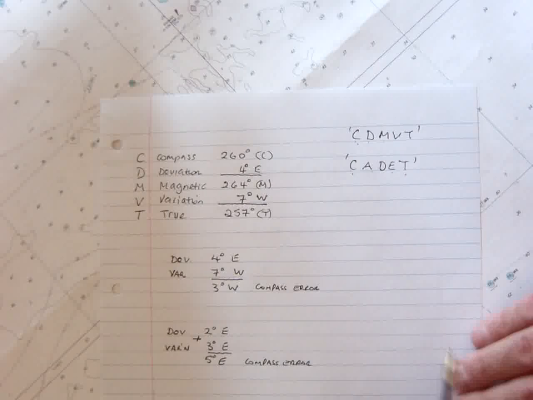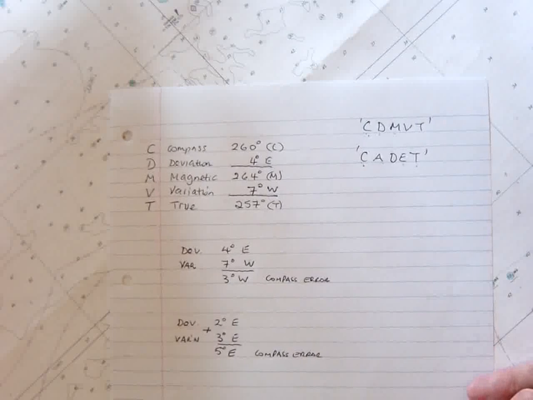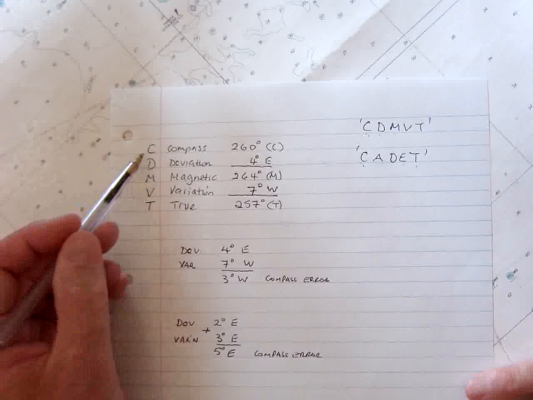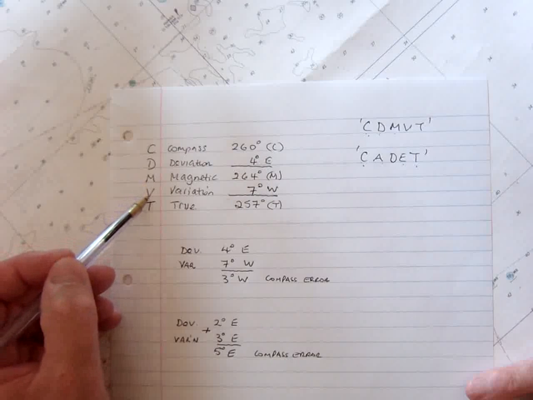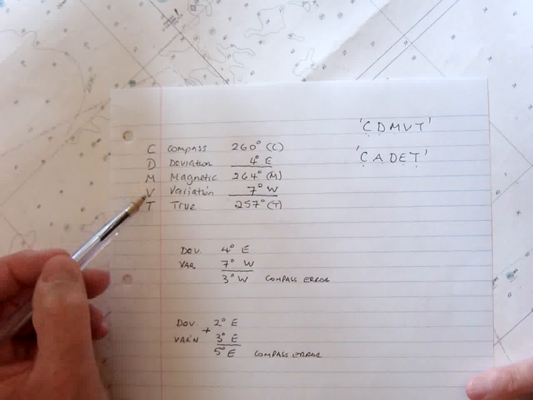So that's converting compass to true. The very important thing to remember is that you need to use the ship's head, and only the ship's head, to calculate the deviation. And that when we're setting it out in sequence, we go from compass, deviation, magnetic, variation, true, Cadbury's Dairy Milk, very tasty.